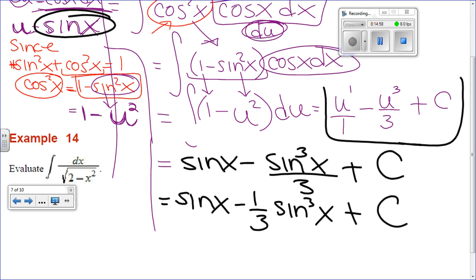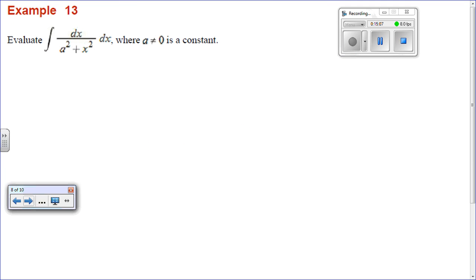Now, if you guys notice, we have problem 14 here, but I want to solve problem 13 first. I just needed more space for problem 13.